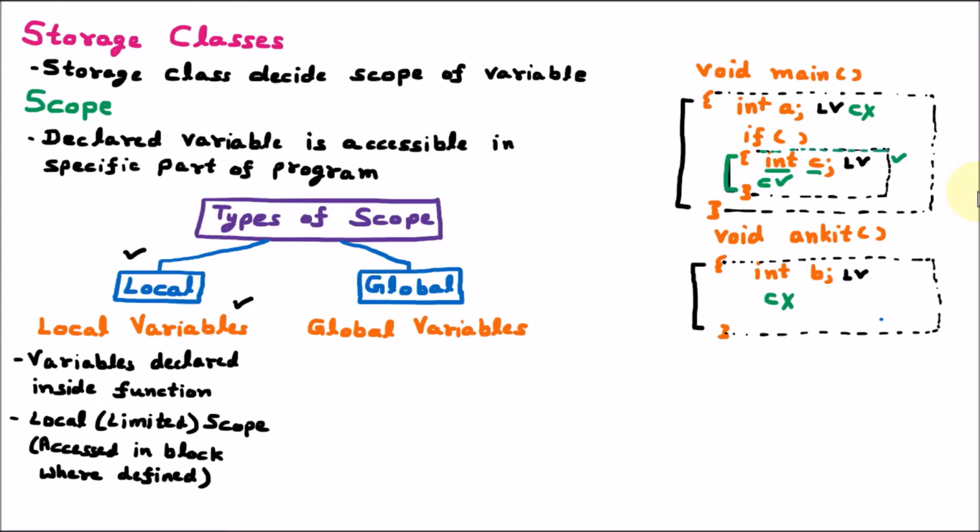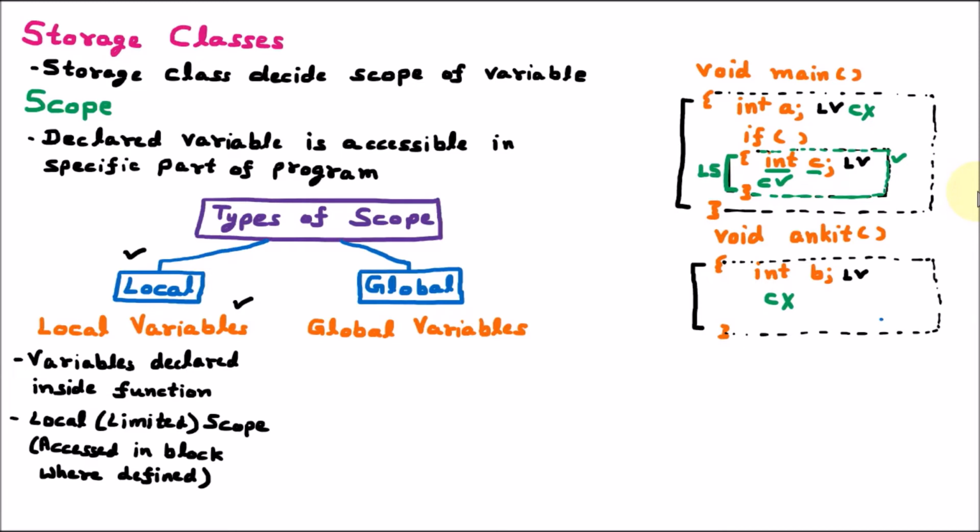It is defined inside the if. So here it can be accessible inside the if. If you want to access the C anywhere else, you cannot access it. So this is the local variable. So we can say that its scope is local. So that is called the local scope.